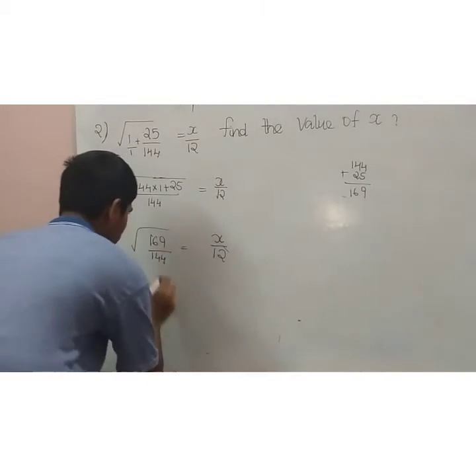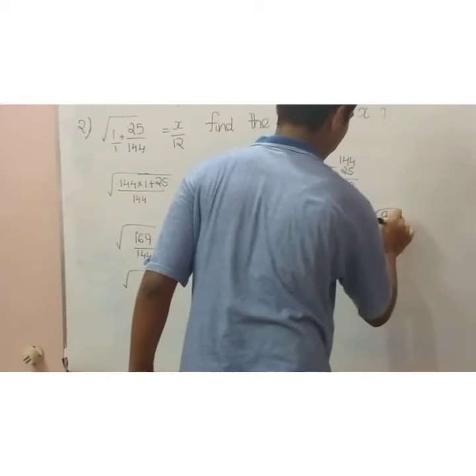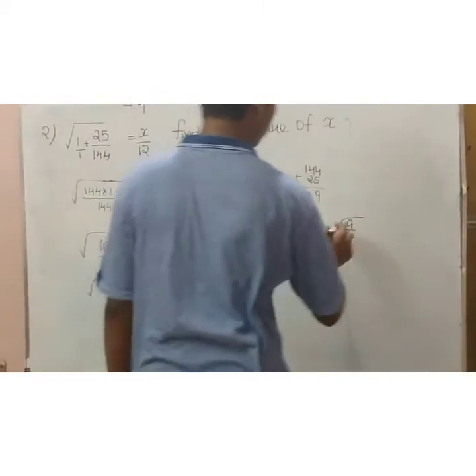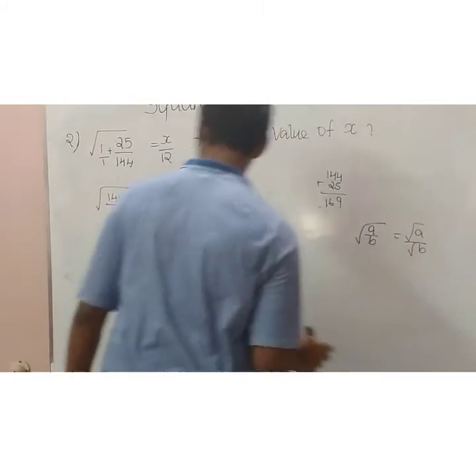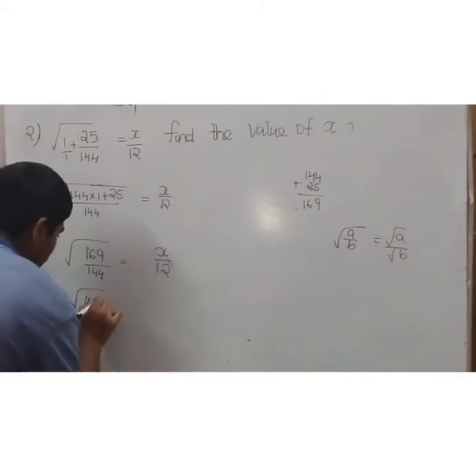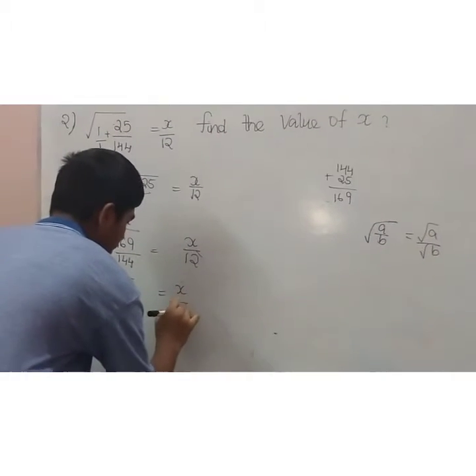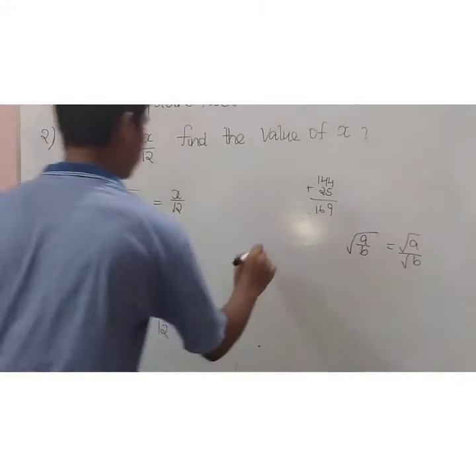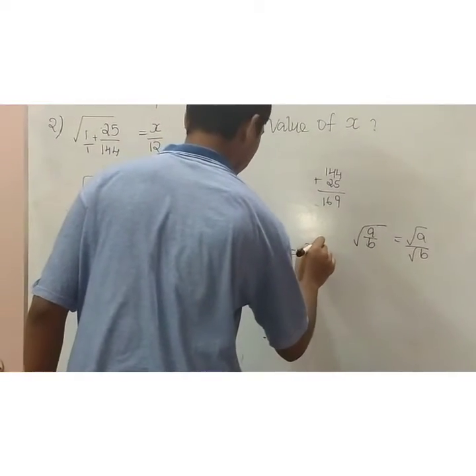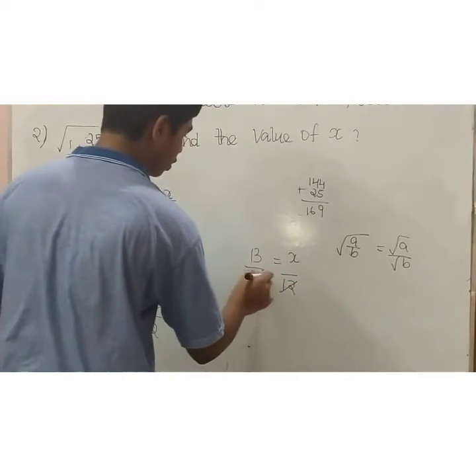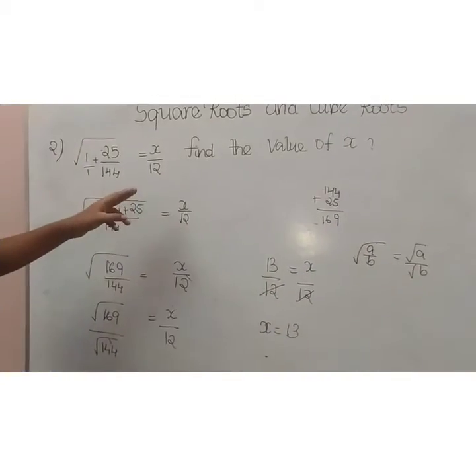Now root 169 by 144 is in the form of root a by b is equal to root a by root b. So root 169 divided by root 144 is equal to x by 12. Root 169 is 13, root 144 is 12. So 13 by 12 is equal to x by 12, 12 is cancelled. x is equal to 13. In this question the value of x is 13.